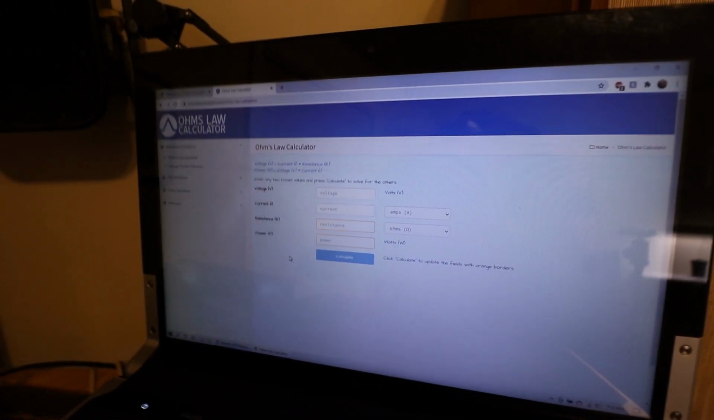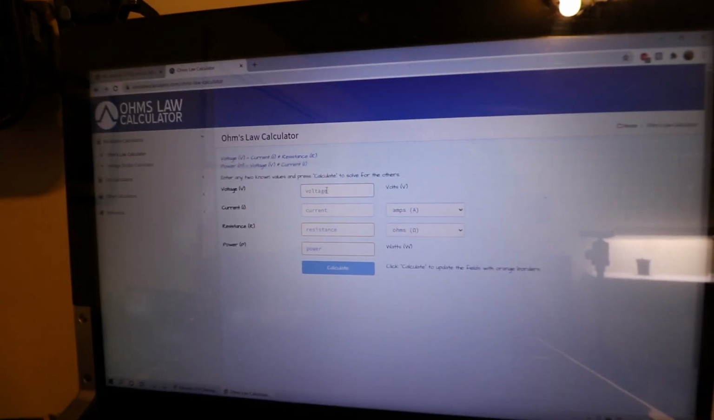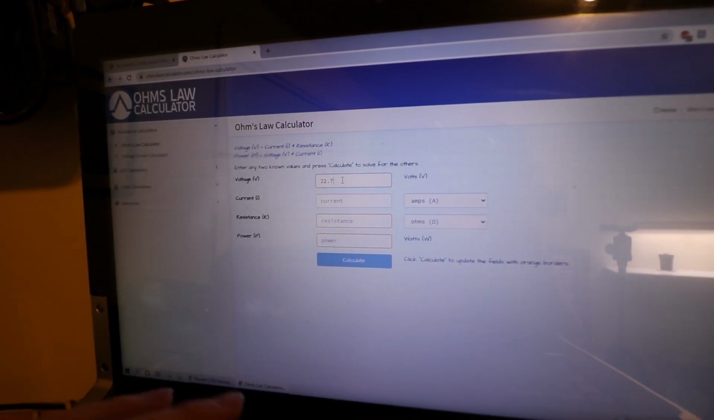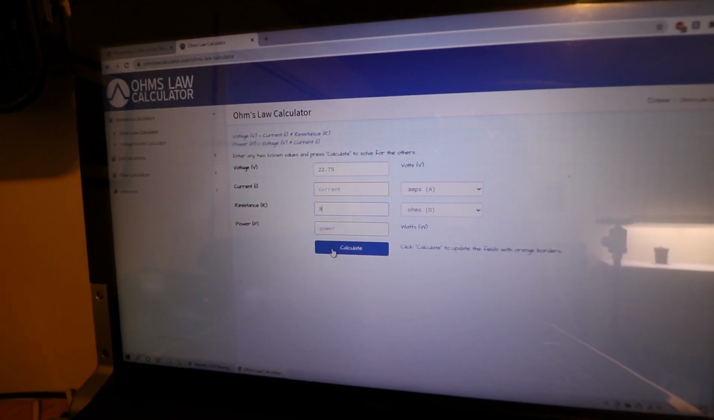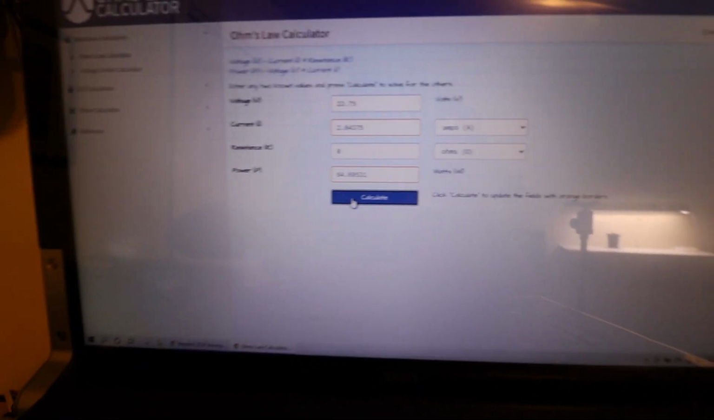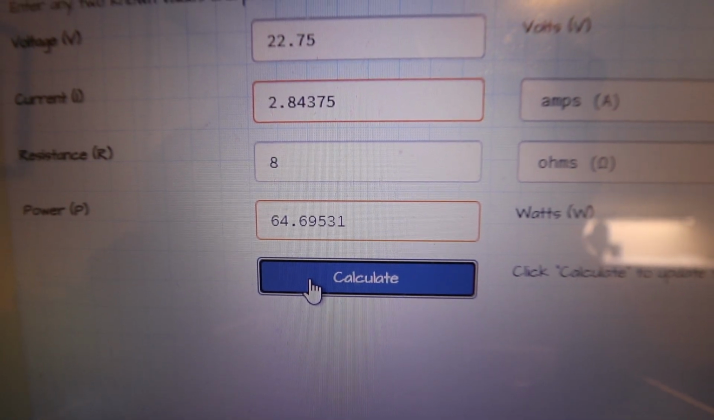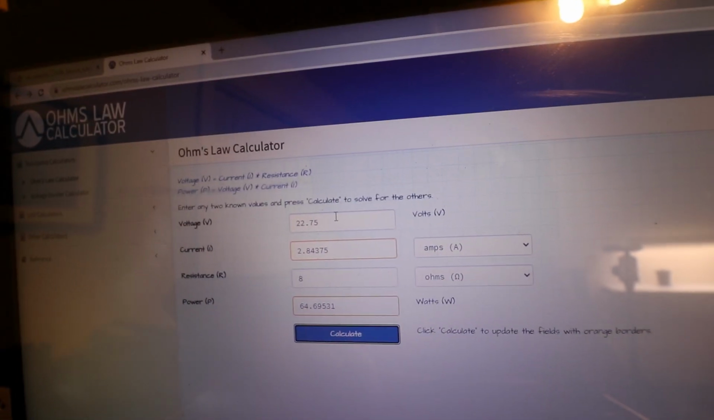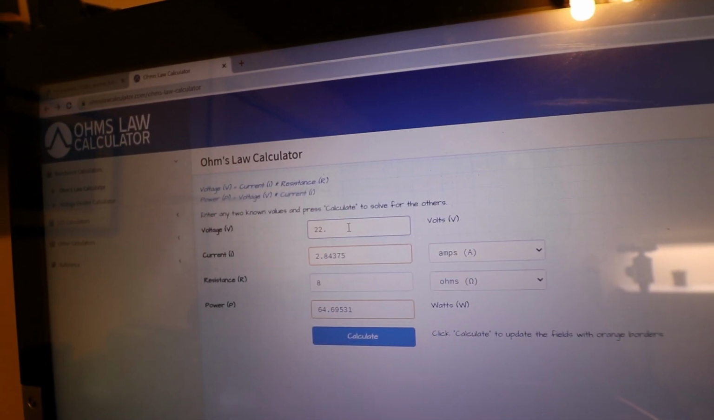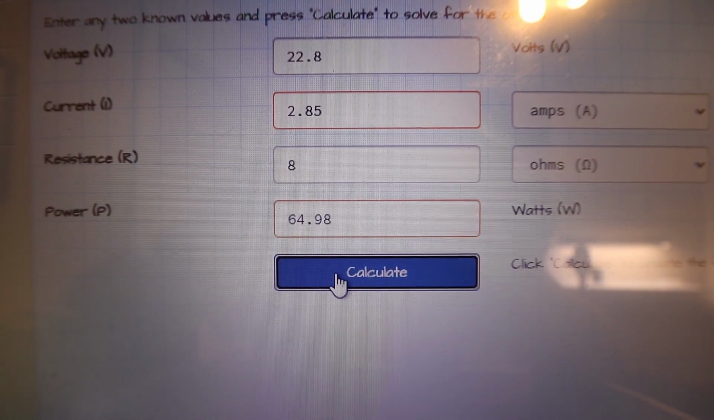So here we are at an Ohm's Law calculator. So, like we had, was 22.75 volts for the left channel, and that was going into 8 ohms. And that tells us that we had 64.69 watts per channel RMS coming out of the left side amplifier. Let's change this to 22.8 for the right side, and we'll see that we had 64.98 watts per channel.